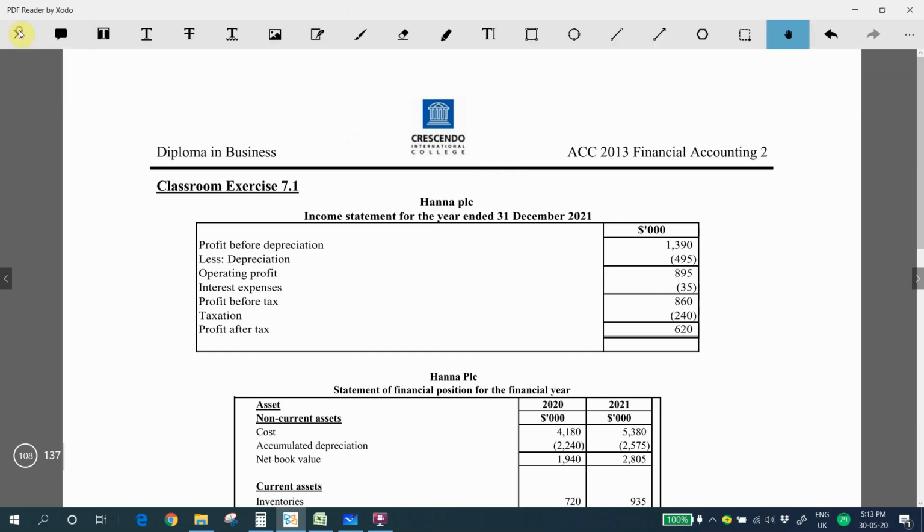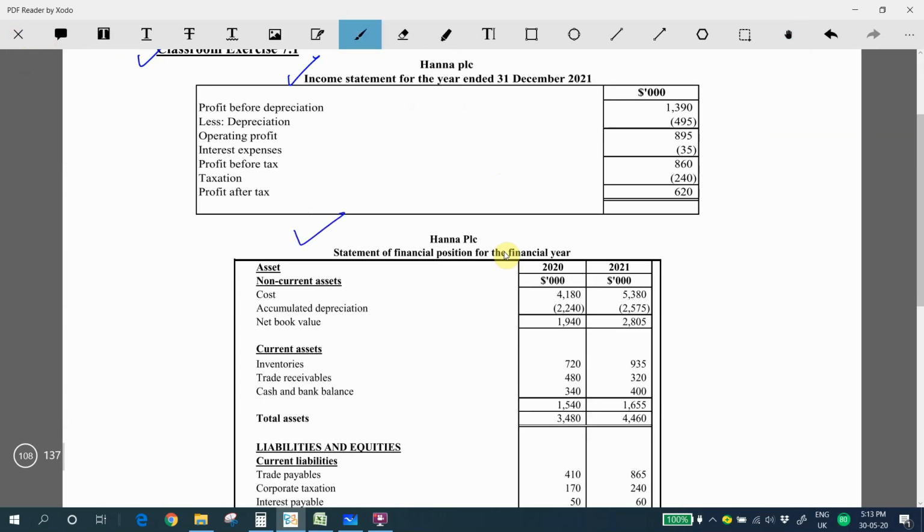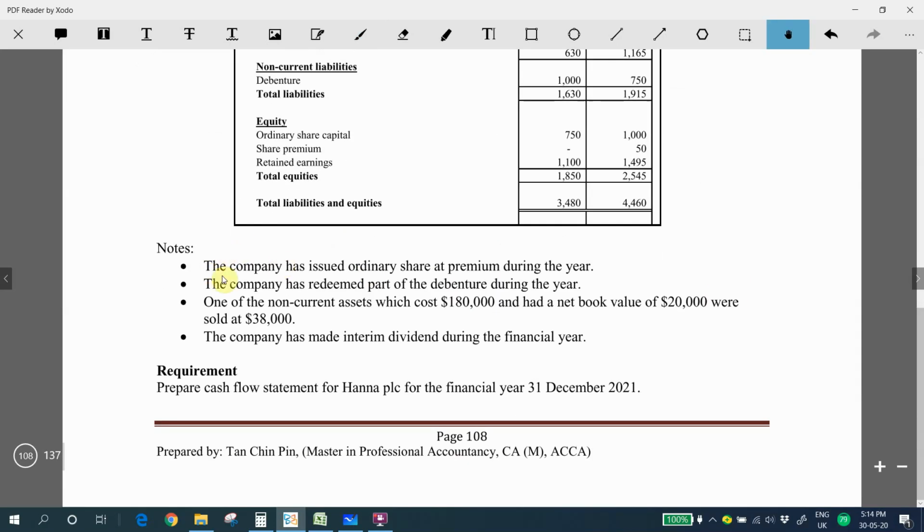So in this video, we are going to practice one question for your cash flow, classroom exercise 7.1. You can see that in this 7.1, you are given a set of income statement and also a statement of financial position for the year ended. You have to take note, they are giving you 2 years information. On the left hand side is 2020 and on the right hand side is 2021. So basically 2020 is last year amount and 2021 is current year amount. And there is some additional information, we will go through it together.